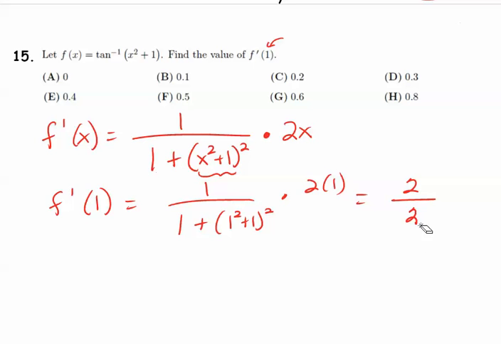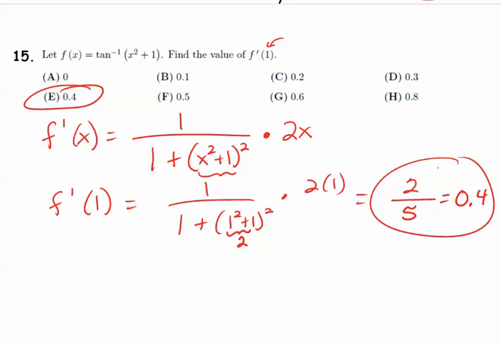Let me try that again. I don't think that's right for our denominator. I think this value is 2, and then we still have to square it. So how about 1 plus 4? How about 5 as our denominator? So 2/5 is the same as 4/10 to see what we have as our multiple choice format. So it looks like we've got letter E.